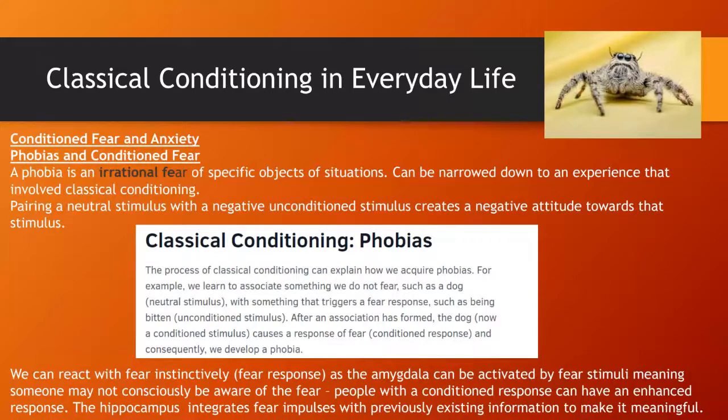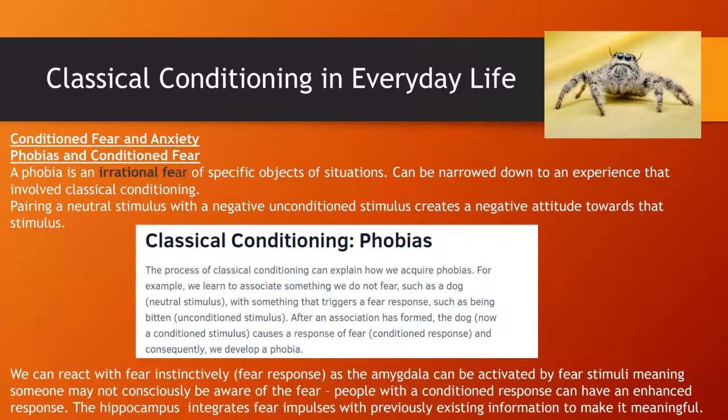The example I think they give in the book is about the lady who's swimming in the lake, and I think her father drowned, and so then she was conditioned to fear swimming in water. There was an actual experience there that involved classical conditioning that created that fear in her. And often when you pair that neutral stimulus with a negative unconditioned stimulus, you can get a negative attitude towards the stimulus, and that's really what a fear or a conditioned fear is.